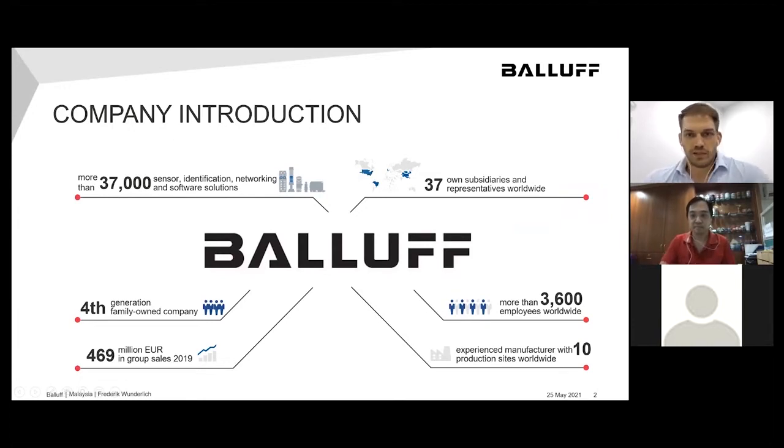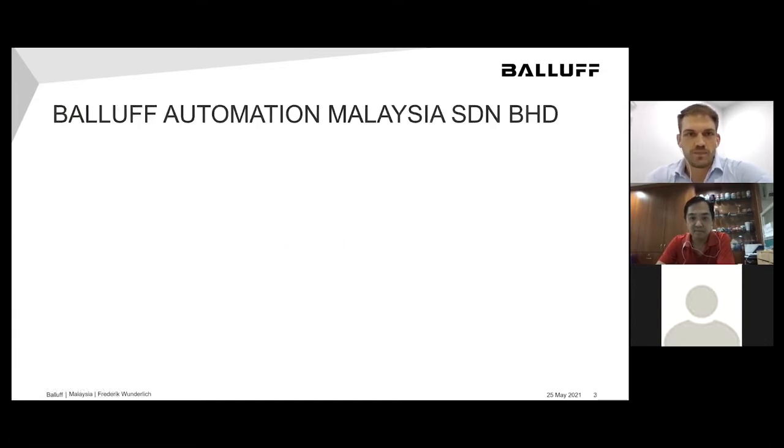So, okay, Balluff has globally more than 3,600 employees. So we are a quite medium-sized company with headquarters in Germany, and we basically provide automation solutions. We have more than 37,000 different sensors, identification and networking devices, and we also have 37 subsidiaries all around the world. The newest subsidiary is actually here in Malaysia.